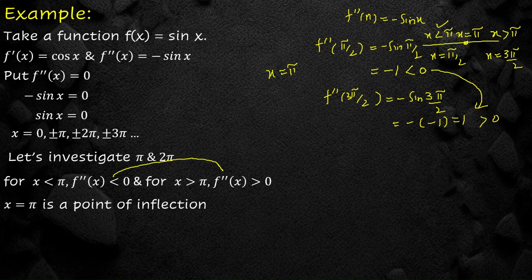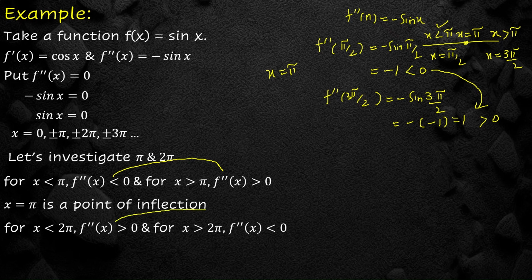Similarly, we can check the same methodology for x is equal to 2 pi, and if we check, then we get for x less than 2 pi, second derivative will be positive, and for x greater than 2 pi, second derivative will be negative. That is, the sign of second derivative has changed from positive to negative. So we can say that x is equal to 2 pi is a point of inflection.